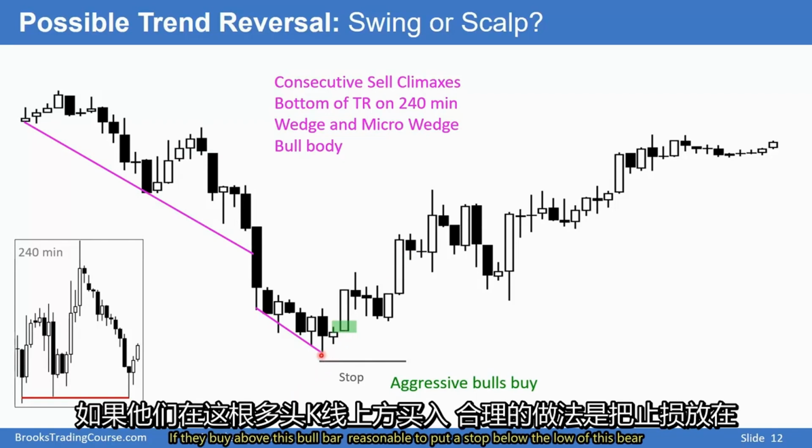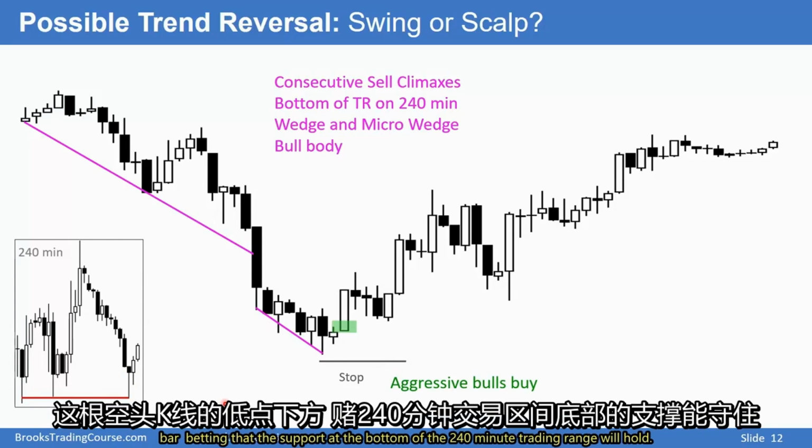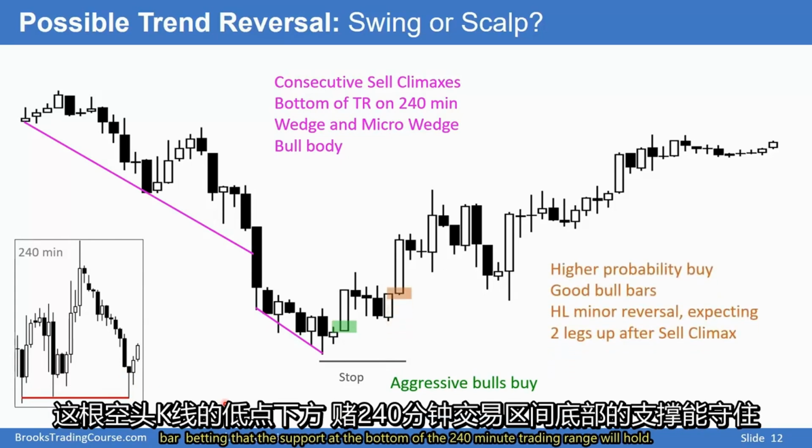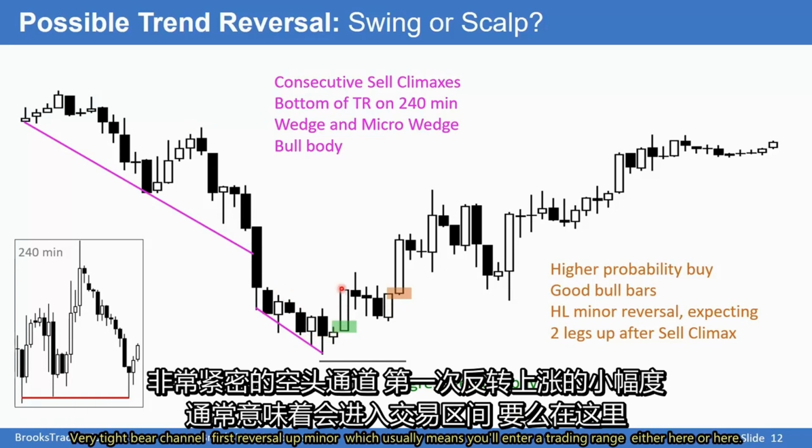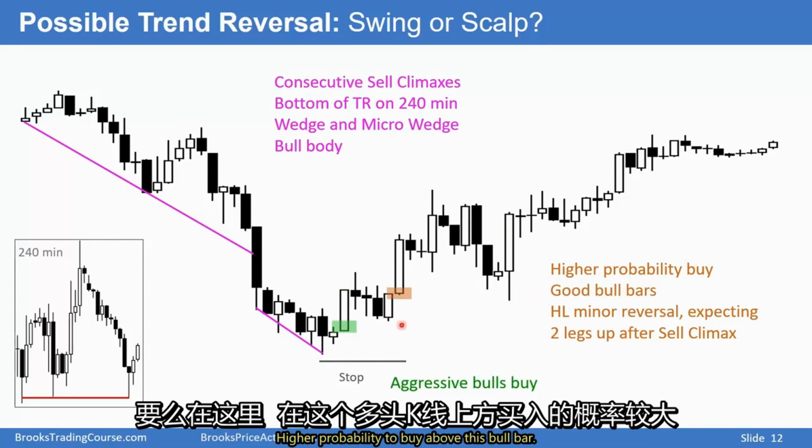If they buy above this bull bar, it's reasonable to put a stop below the low of this bear bar, betting that the support at the bottom of the 240-minute trading range will hold. Very tight bear channel, first reversal up minor, which usually means you'll enter a trading range, either here or here. Higher probability to buy above this bull bar.